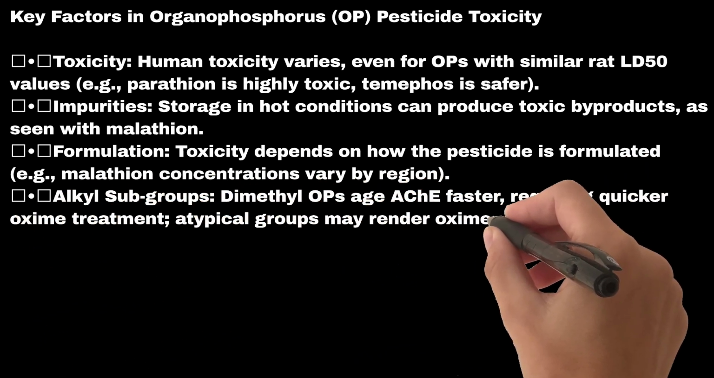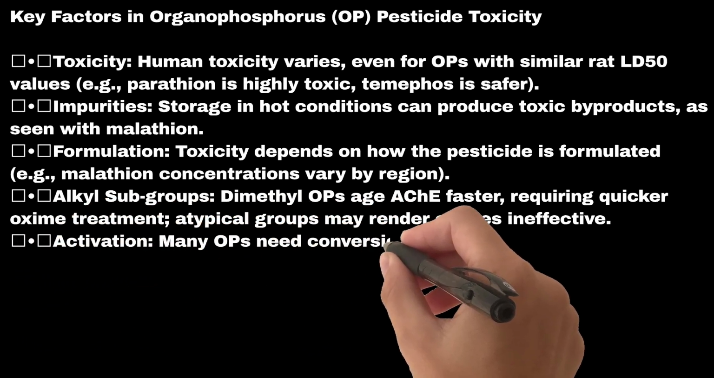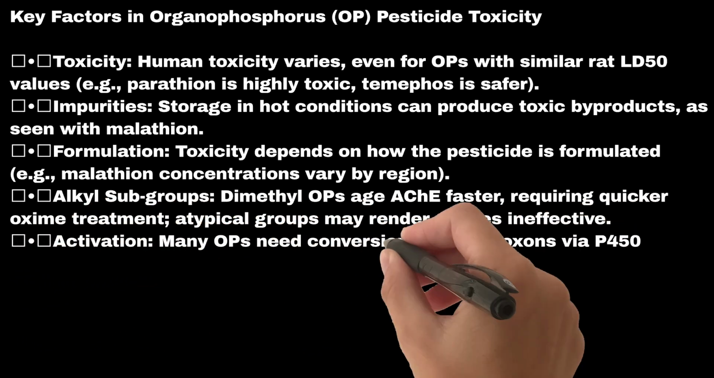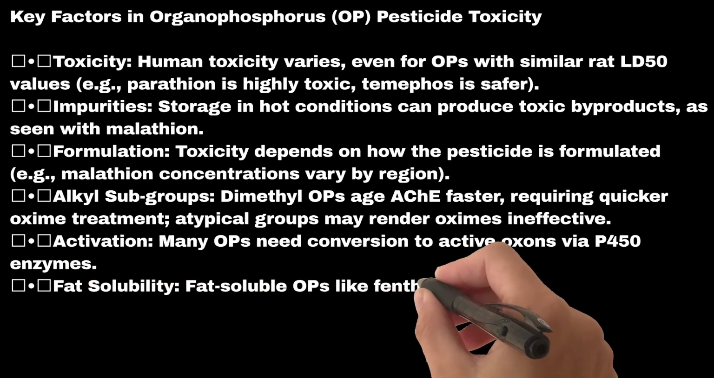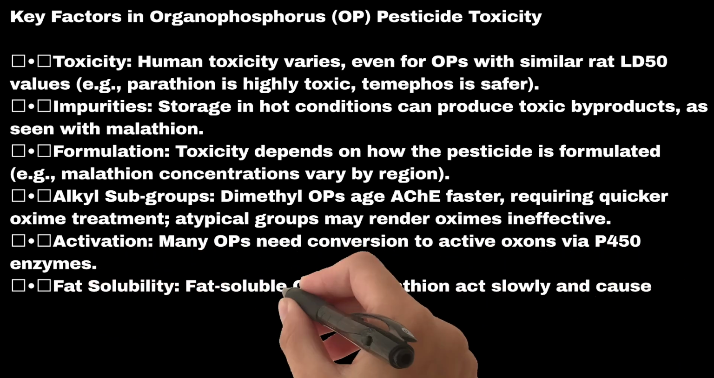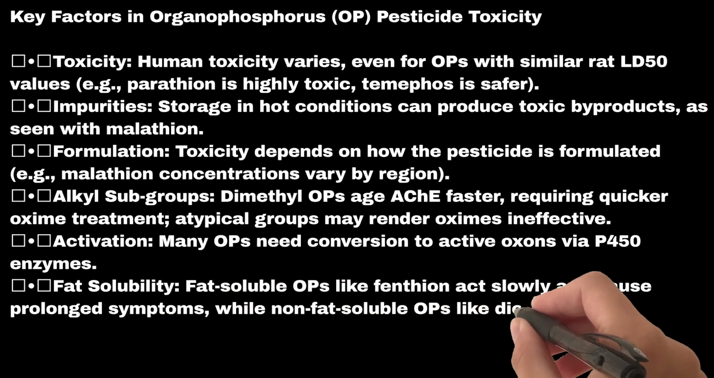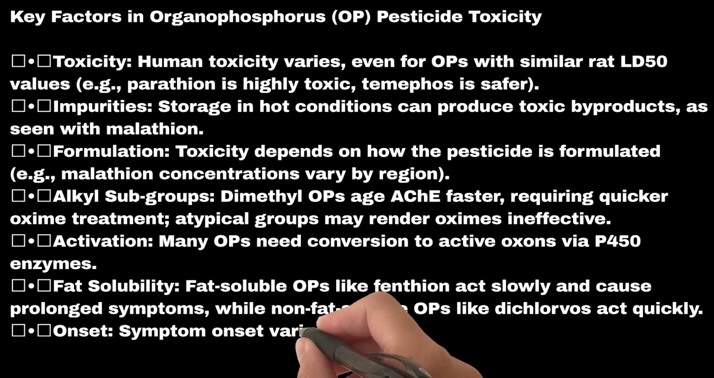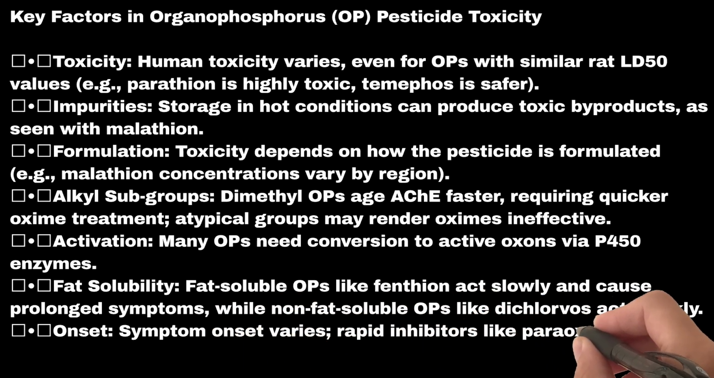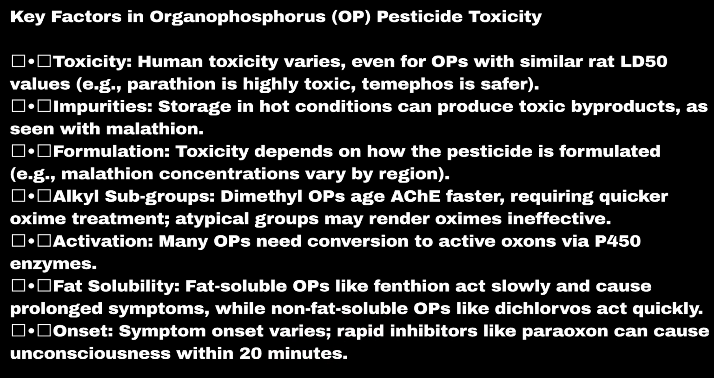Atypical groups may render oximes ineffective. Activation: many OPs need conversion to active oxons via P450 enzymes. Fat solubility: fat-soluble OPs like fenthion act slowly and cause prolonged symptoms, while non-fat-soluble OPs like dichlorvos act quickly. Onset: symptom onset varies. Rapid inhibitors like paraoxon can cause unconsciousness within 20 minutes.